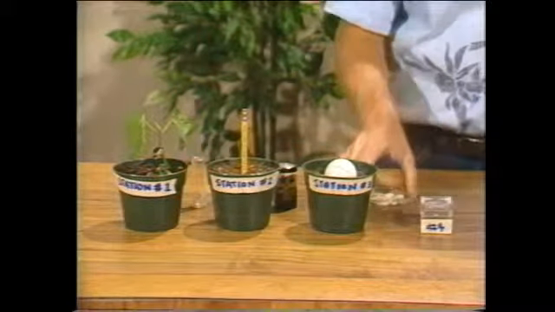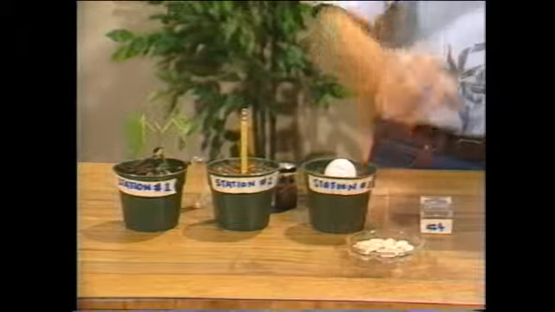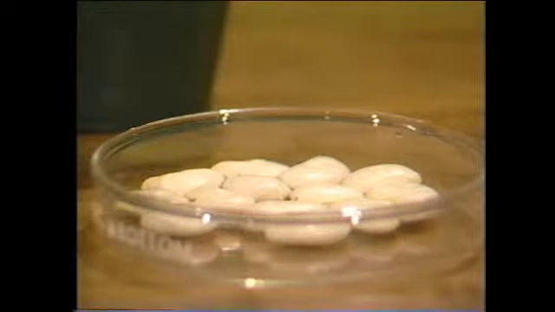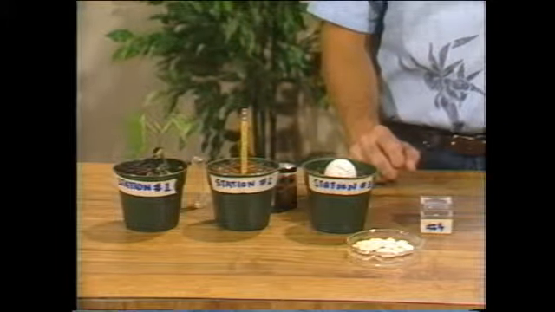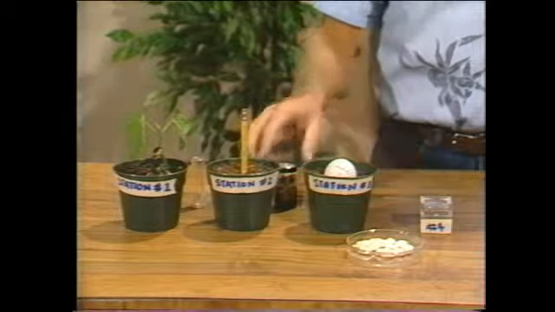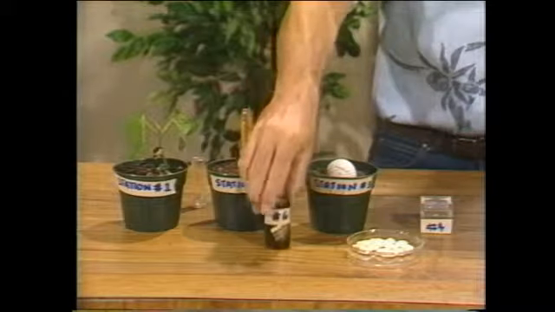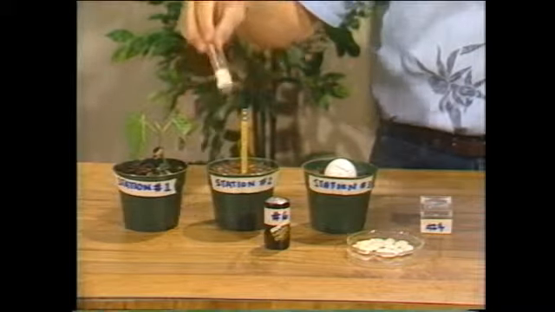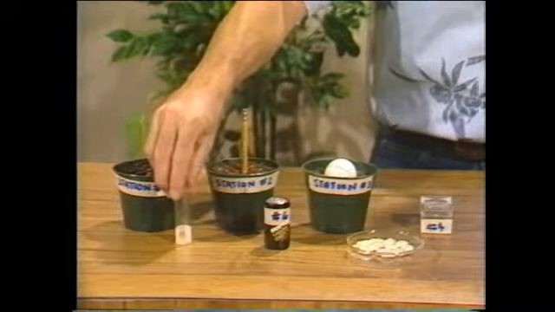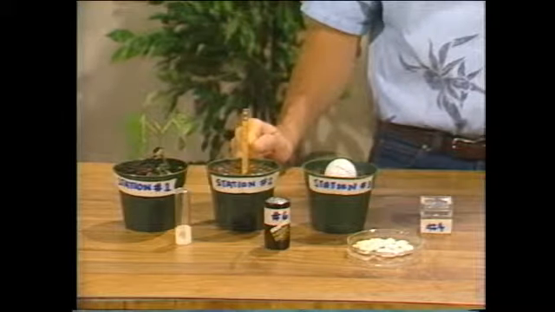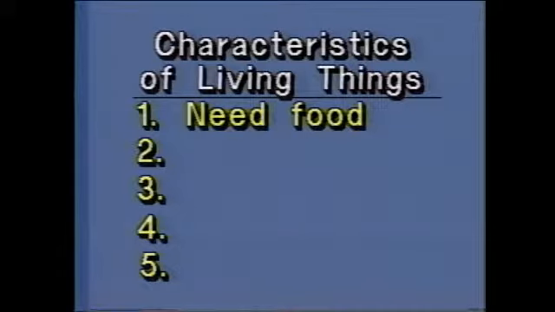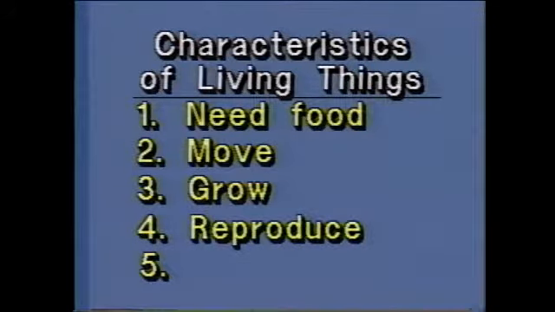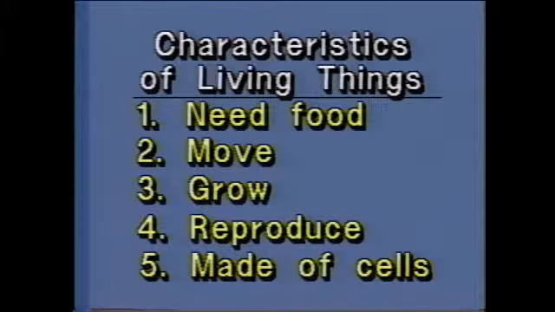What about lima beans? Well, they're living. They only require the proper conditions to begin to grow. They may be considered life in a resting state. Some other good examples you might try are a battery, and you can always use little vials and put an insect inside. Remember, there are 5 characteristics of living things. They need food, they move, they grow, they reproduce, and they're made of cells.